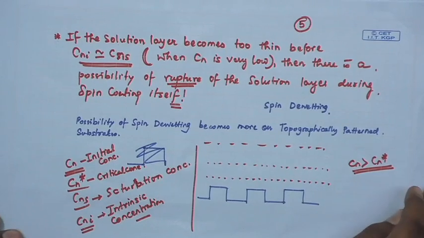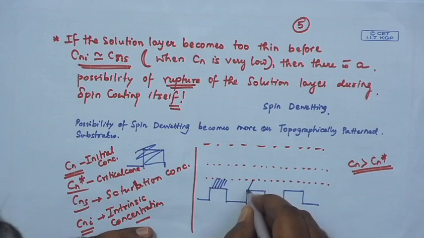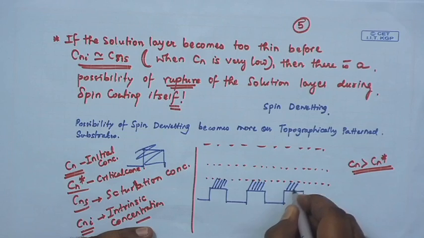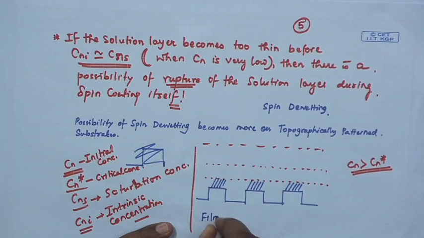Anyway, what happens is, if the solution layer becomes too thin, which happens when your initial concentration is very low, then of course over a topographically patterned substrate there is a possibility that over these areas the local thickness becomes too small, and the film here is not the polymer film. Here I will probably write it down to avoid confusion.